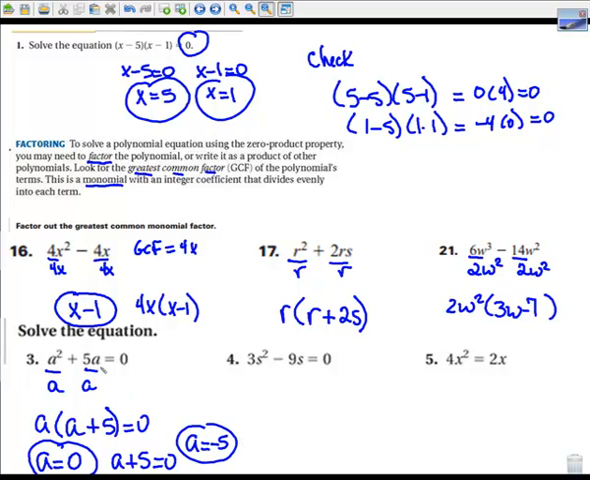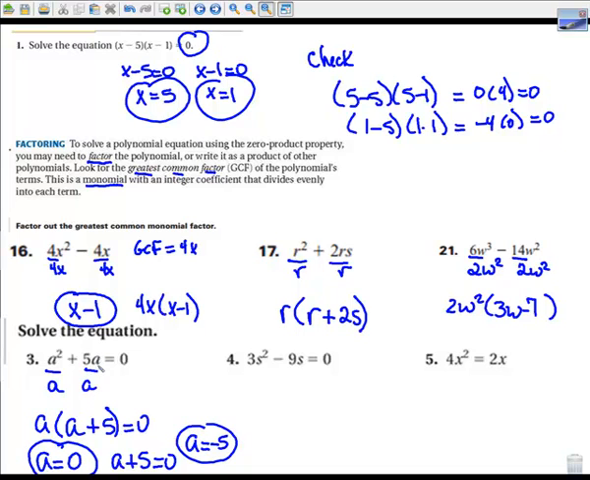And again, if you put them into the original, 0 squared is 0, plus 5 times 0 is 0, 0 plus 0 is 0. So that works. Here, negative 5 squared is 25, and 5 times negative 5 is negative 25.